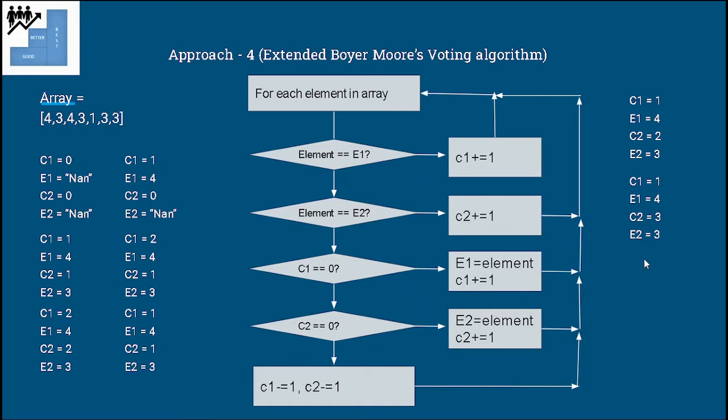Now what needs to be done is we need to count the number of times 4 has occurred, or E1 has occurred, in the array, which is 2. So 2 is not greater than 7 by 3, and we'll see the number of times E2 has occurred, which is 4, and 4 is greater than 7 by 3. So E2 constitutes the answer.